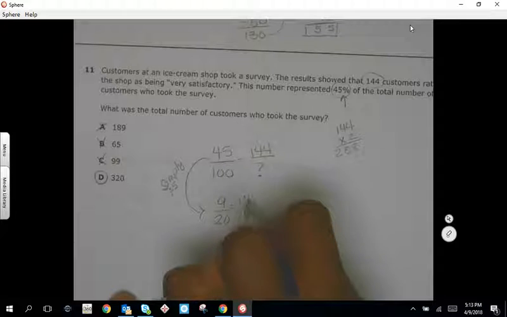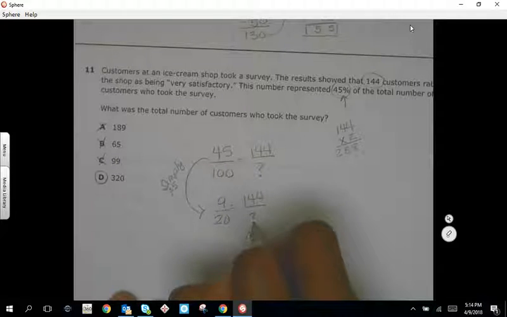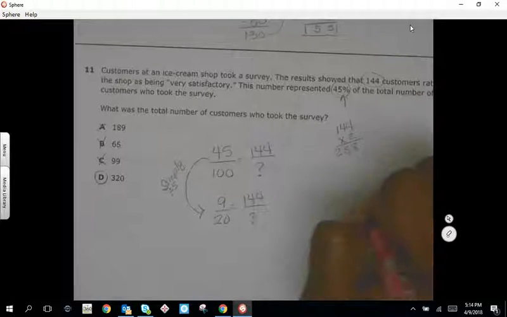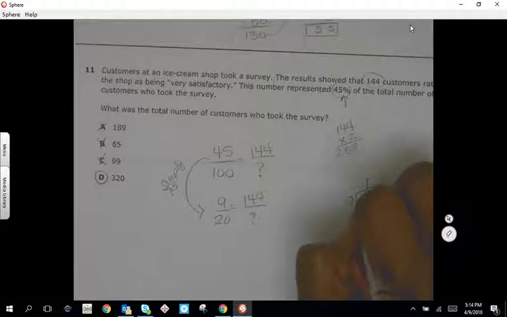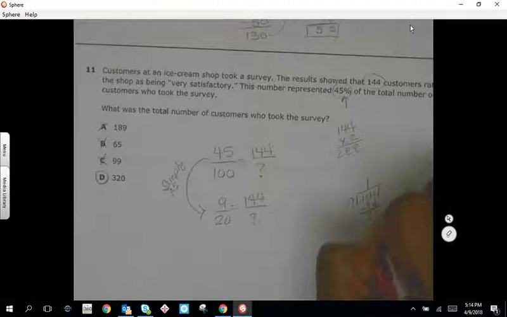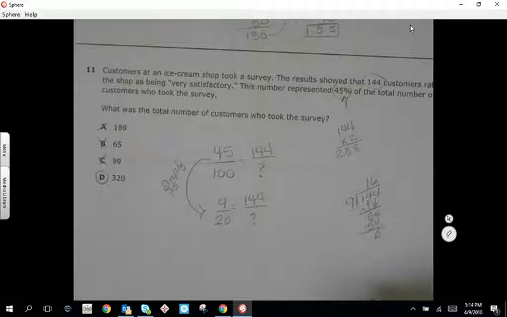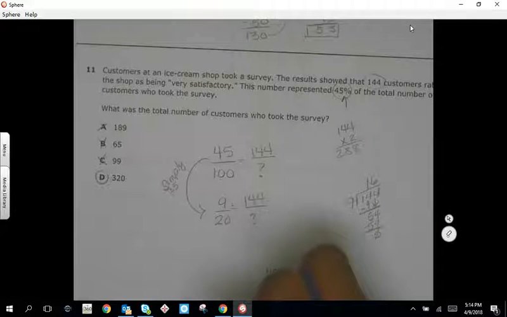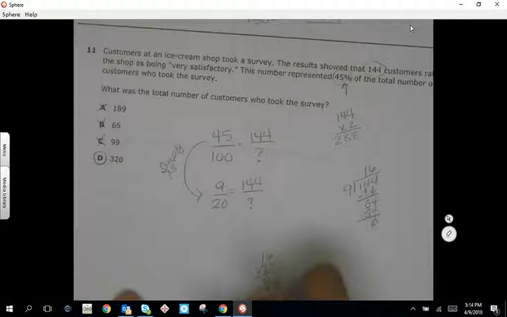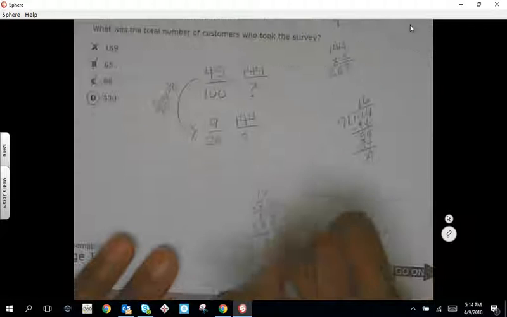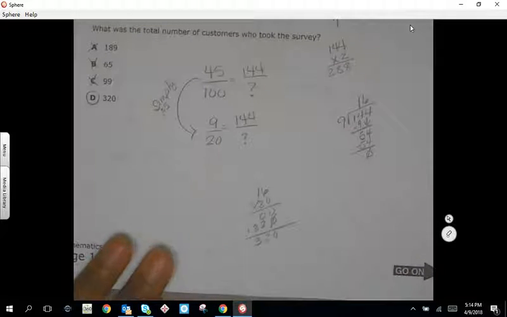Now, from 9, I can go into 144. 9 divided by 144, it'll go in there once, and it'll go in there 6, which will be 16. Now, 16 times 20, 0, 0 placeholder, there's my 2, 3, there's my 320. So this answer was correct.